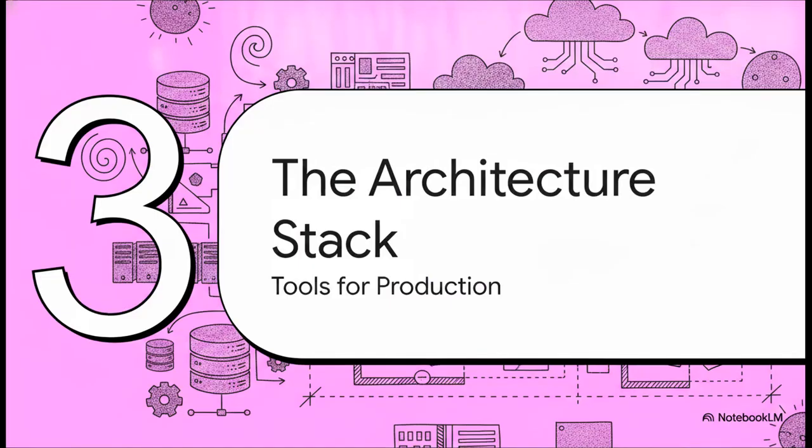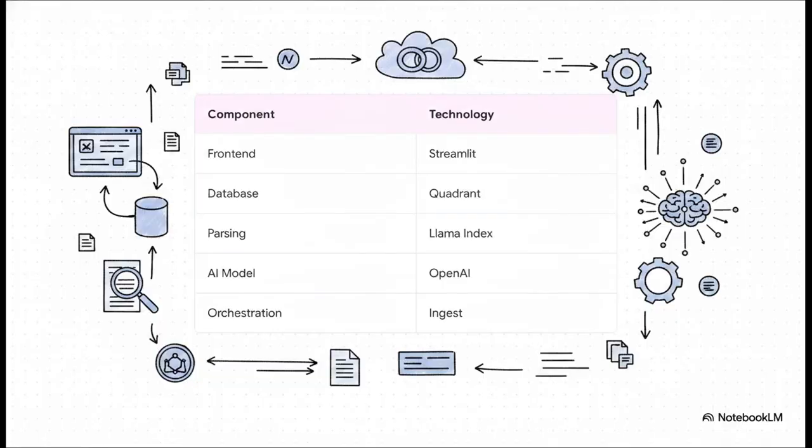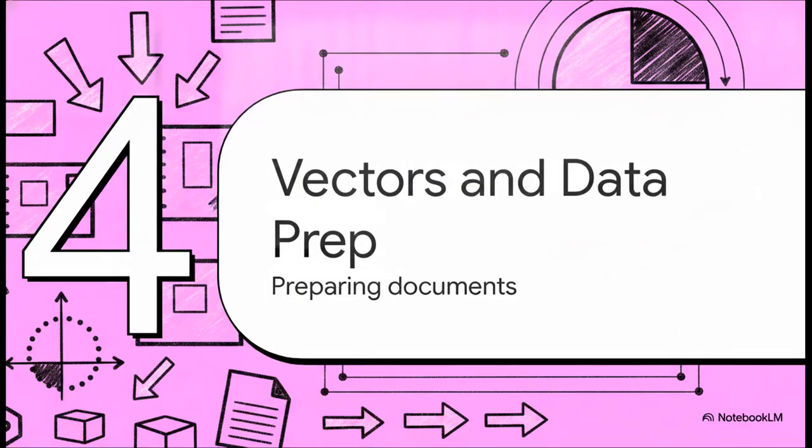Section 3, the architecture stack. If you want to build this robustly, here is your go-to toolbox. We're going to use Streamlit for a really clean Python-based front end, and Qdrant as a high-performance local vector database. Now, to read and parse those raw PDFs, the blueprint utilizes LlamaIndex. The actual AI brain reasoning through all this data, that'll be OpenAI's GPT models. And finally, tying the whole shebang together securely is Inngest, which is an open-source tool handling all of our orchestration and observability.